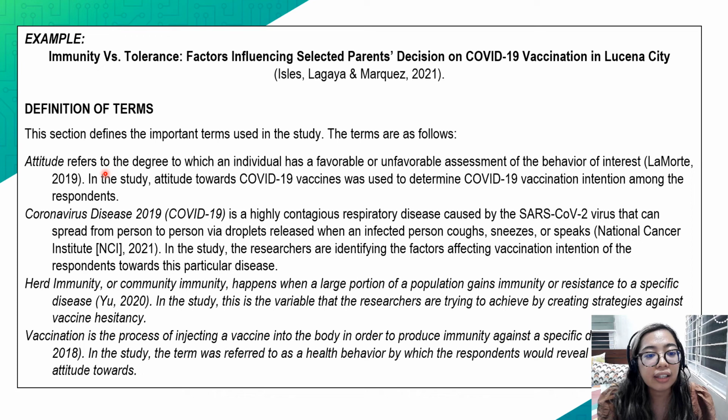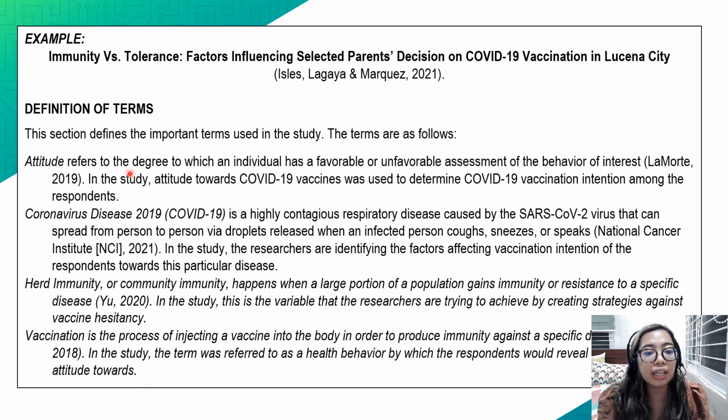And then, for example, first term, attitude. It refers to the degree, blah, blah. So, meron siyang conceptual definition na nakita sa dictionary or in other reference materials. And then, after that is the operational definition. So, in the study, attitude towards COVID-19 vaccines was used to determine COVID-19 vaccination intention among the respondents. Ganun din dito, for example, vaccination. It is the process of injecting a vaccine into the body in order to produce immunity. In this study, the term was referred to as health behavior by which respondents would reveal their attitude towards.